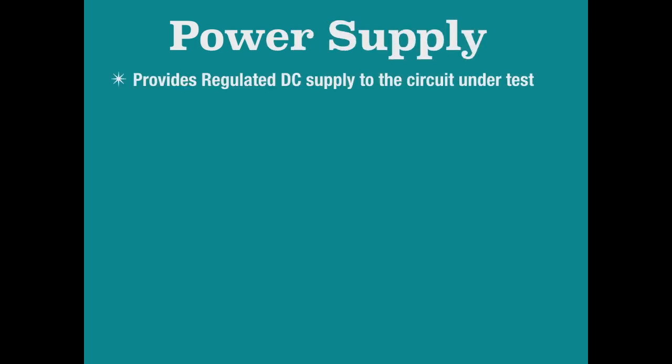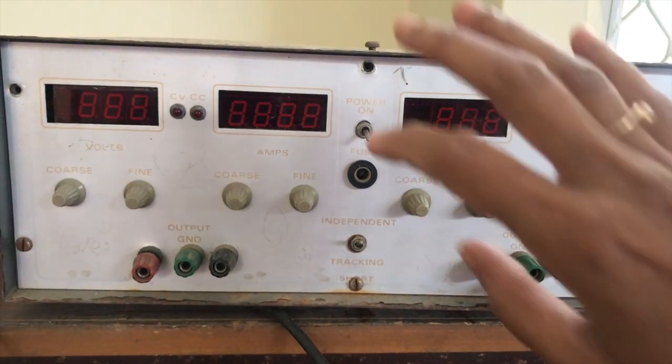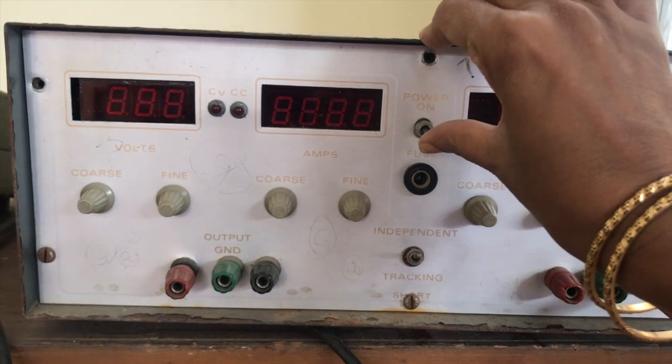The DC regulated power supply provides the supply to the circuit under test. It basically converts AC input to DC regulated output. The figure shows here dual output DC regulated supply, that is we can take two outputs from this supply. The actual DC supply here, I am switching it on.